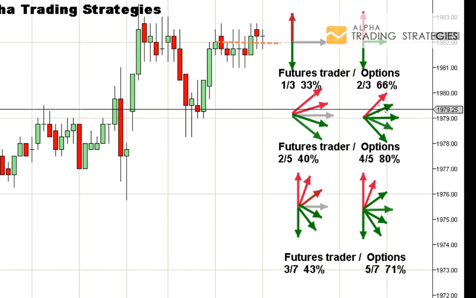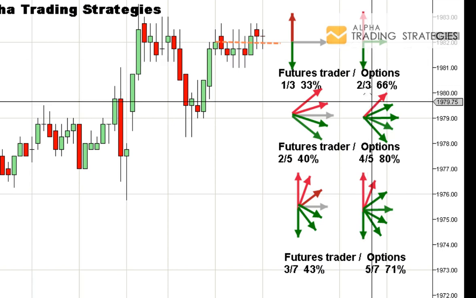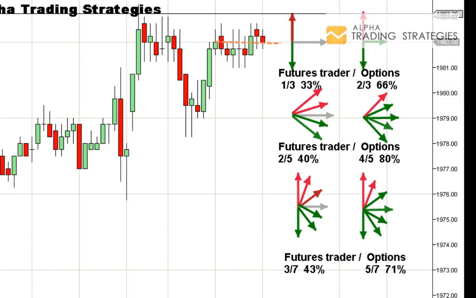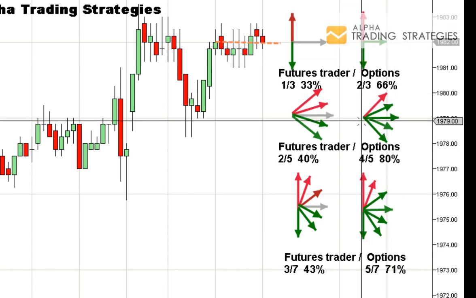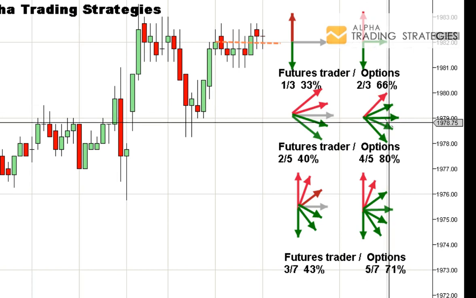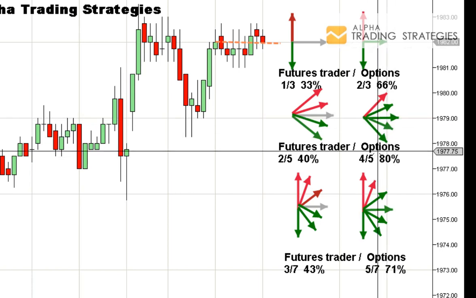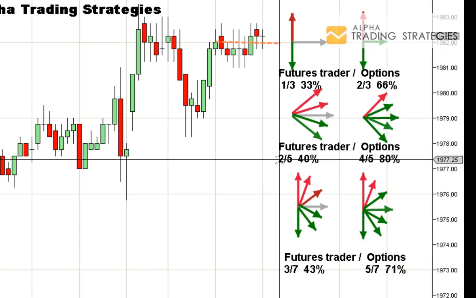In options, gradual incline, because we are out of the money and this is a wasting asset, we don't mind this. In fact, we can make money in this environment. Here, obviously, time decay, we make money, and all of these, obviously, we make money. In this arena, futures trader 2 out of 5, 40%. Options writer, we're at 4 out of 5, or 80%.